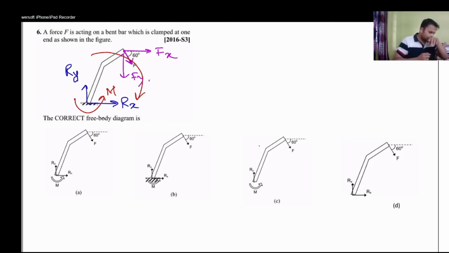I'm sorry, the force is also producing a moment, right? So if you see, the correct FBD will be A. So why am I not choosing B? I'm not choosing it.